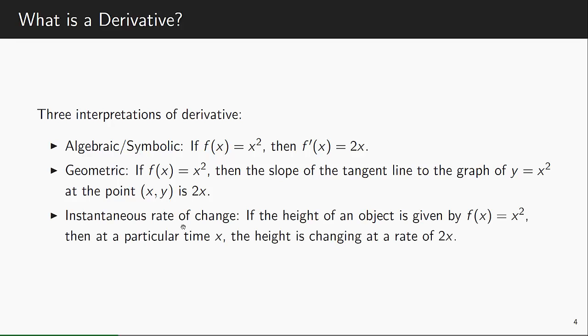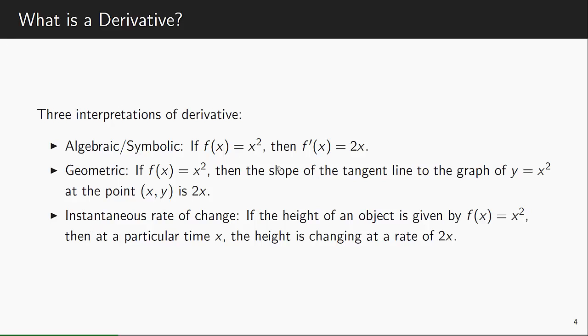And finally, the instantaneous rate of change. If the height of an object is given by f(x) equals x squared, so at a particular time x the height is x squared, then you could say that the height is changing at a rate of 2x. So all of these things are, in some sense, the derivative. In some sense, the derivative is the sum of all these things. So what we'd like to do is have not just one or the other, but a full understanding of the derivative.